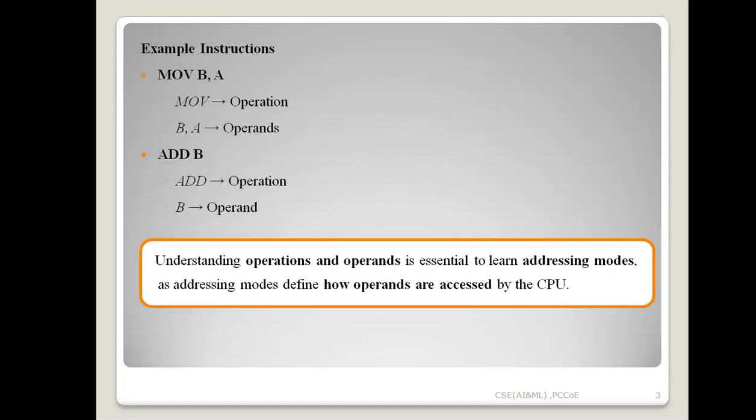An example of an instruction is MOV B, A. MOV represents the operation that has to be performed, whereas B and A are the operands. One more example of an instruction is ADD B, where ADD represents the operation that you have to perform, whereas B is the operand. Keep in mind that understanding the operation and operand is essential to learn the addressing mode, as addressing modes define how operands are accessed by the CPU.